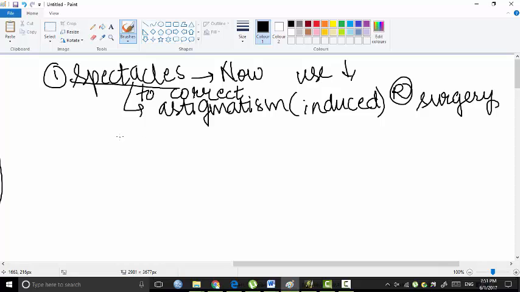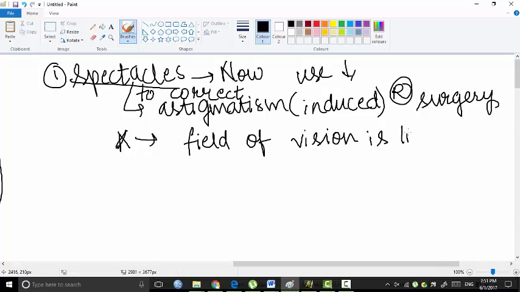So what are the disadvantages of spectacles? The disadvantages of spectacles are mainly that the field of vision is limited. In a natural lens the field of vision is complete. Here the field of vision is a little limited. The other disadvantage is the roving ring phenomenon.